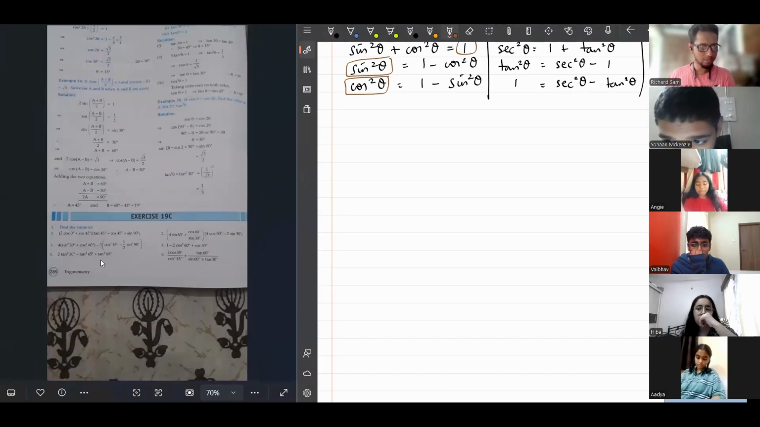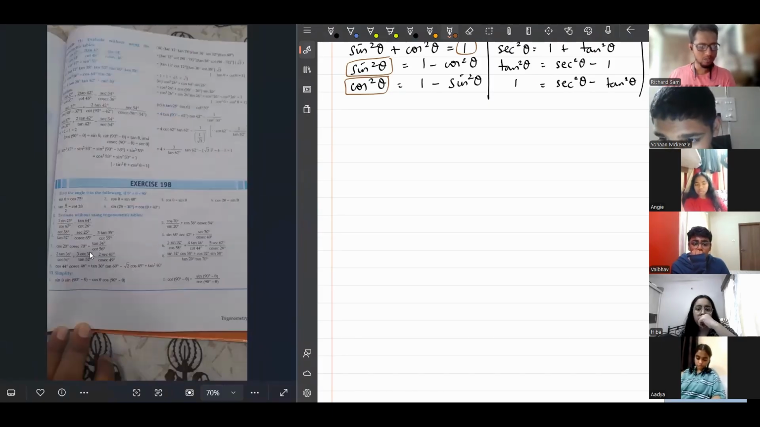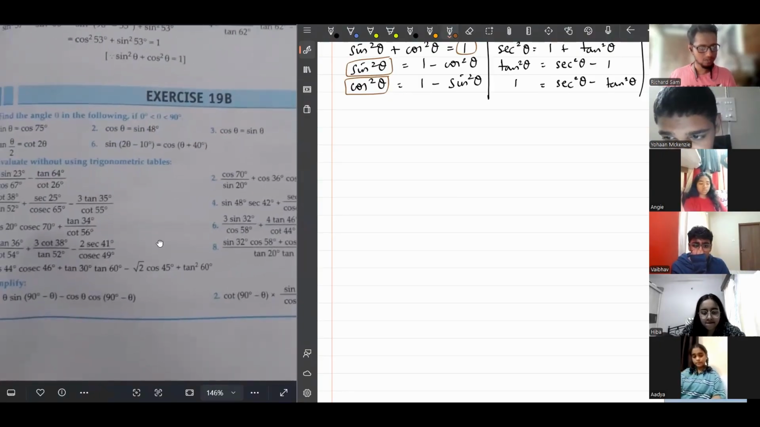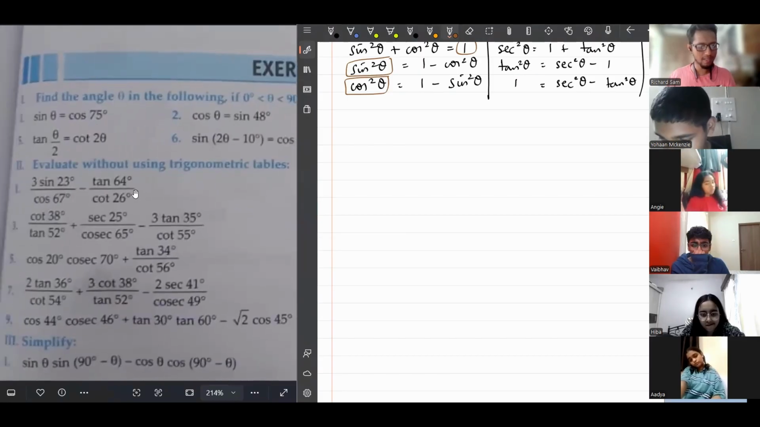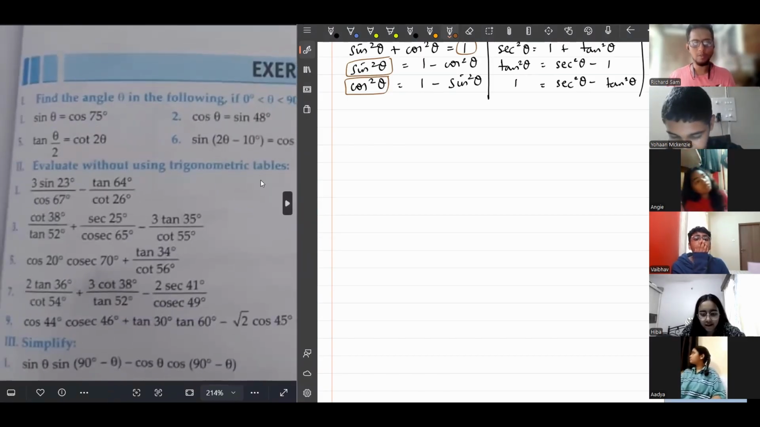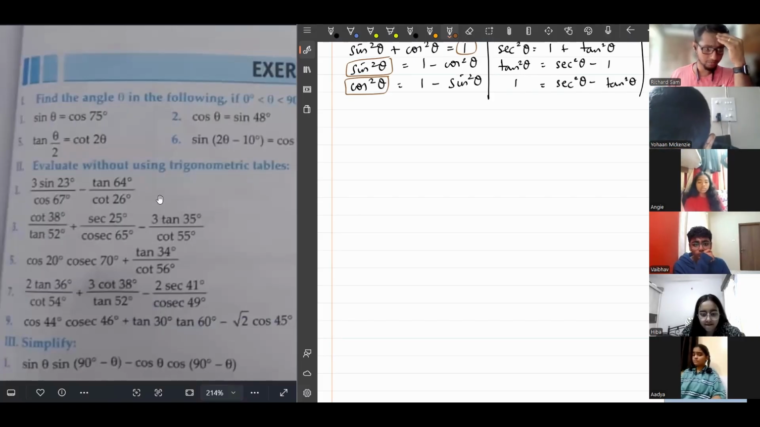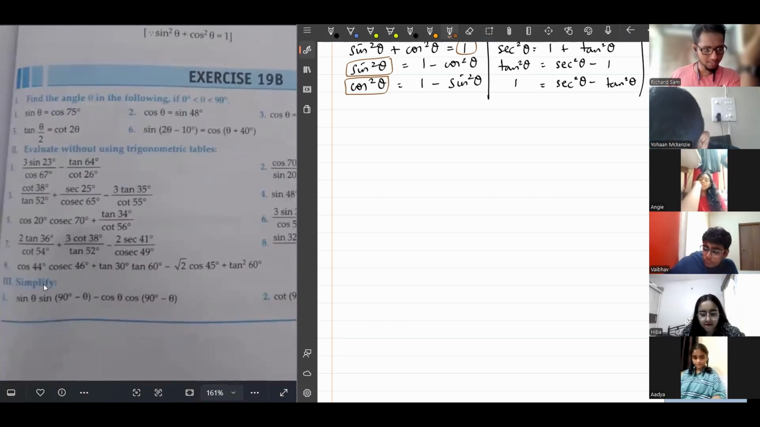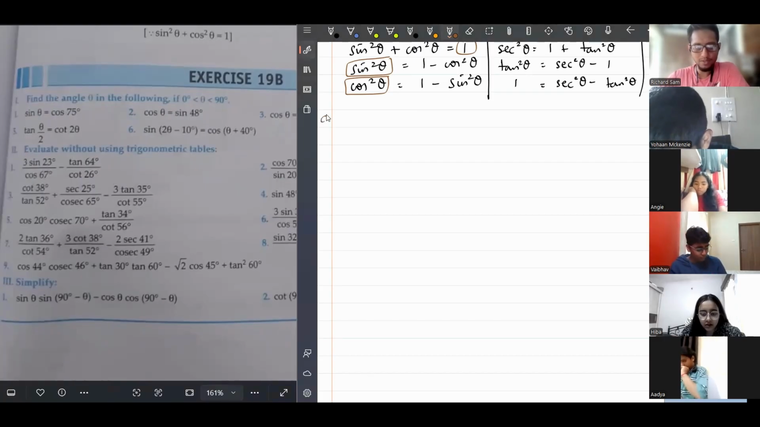We also need to see the table now. So the question says here, evaluate without using trigonometrical tables. Okay, so what is this table? We will see that now. Question number 9, you have to use the table, I think, because I don't see a way of solving it without using a table. So let's see question 9, and we'll see why we need to use something called a table.